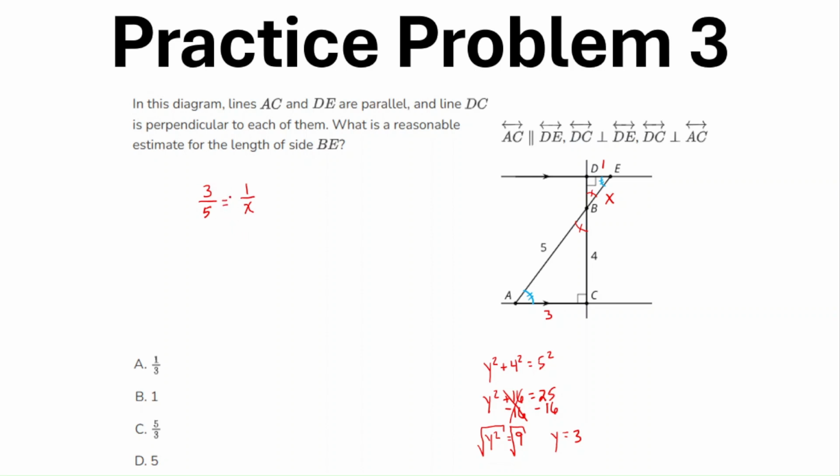Once we set up this proportionality, we're going to cross multiply. 3 times x is 3x. 1 times 5 is 5. Now I need to move this 3 to the other side. I use the opposite of what's there. The opposite of multiplying by 3 is dividing by 3, and I do it to both sides. Anything divided by itself is just 1. So we get that x equals 5/3. So the most reasonable estimate for side length BE is 5/3, and we can see that that is answer C.